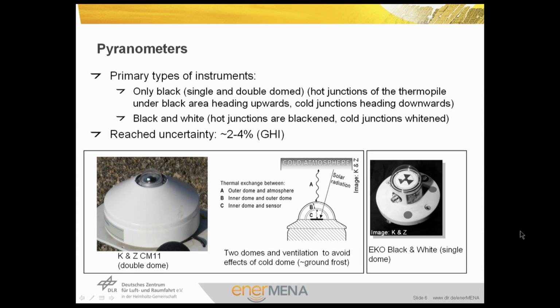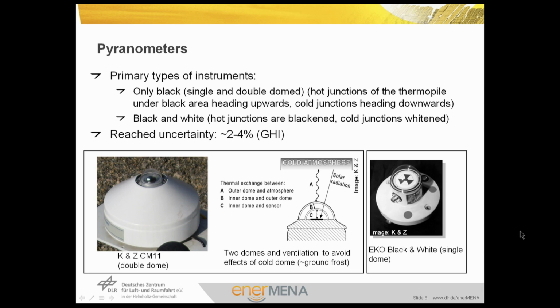There are two different types of pyranometers, only black and black and white pyranometers. Only black pyranometers have the hot junctions of the thermopile under the black area, and the hot junctions of the thermopile are heading upwards, while the cold junctions of the thermopile are heading downwards. Only black pyranometers can have a single or a double dome. Two domes are an advantage, especially also when used with a ventilation unit, because like that you can avoid the effects of a cold dome on the signal.